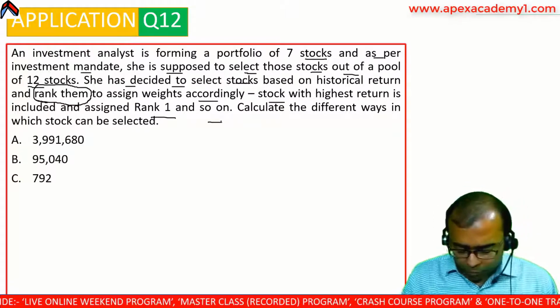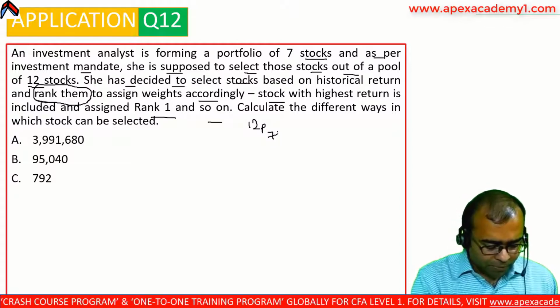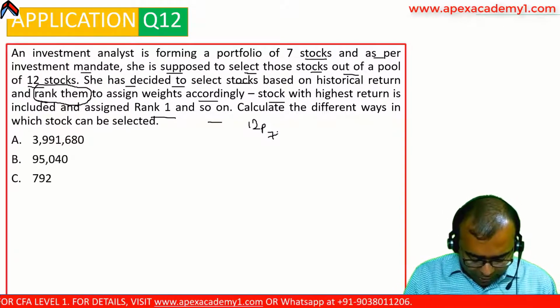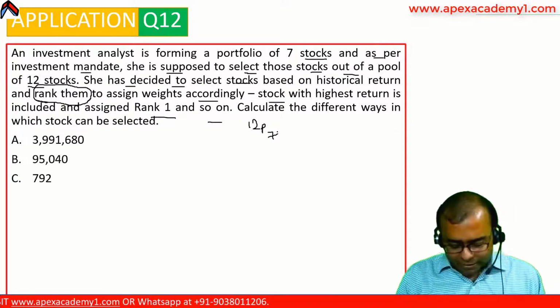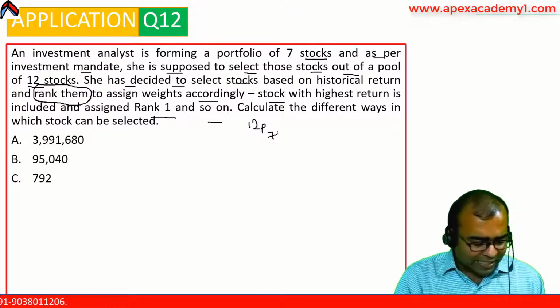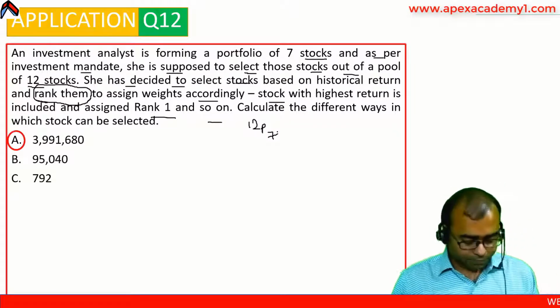What will be the formula of permutation? Very straightforward, 12P7, and you can use your calculator to get the answer. Just press 12, second, nPr button, and then 7, equal to. 3991680. So A is the correct answer.